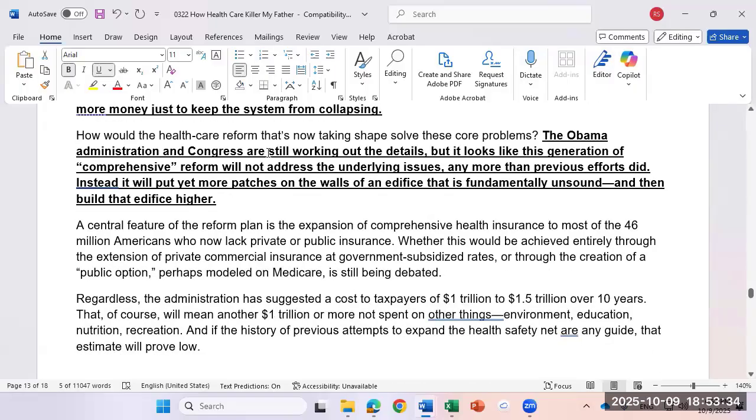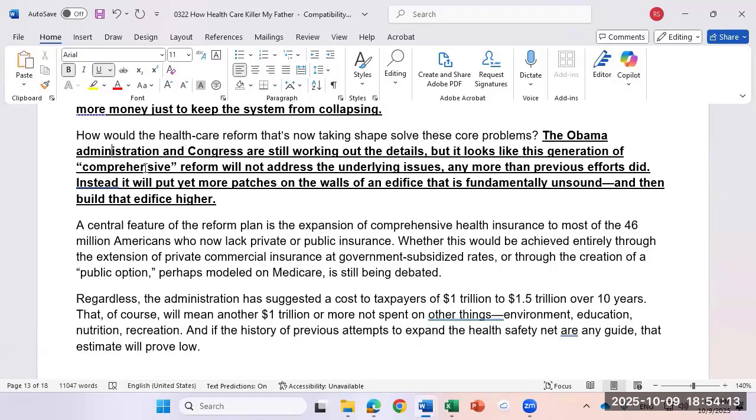The Obama administration and Congress are still working on details, but it looks like they're working on the demand side. Comprehensive reform. Why? Because everybody's saying we have all these uninsured Americans. So it's on the demand side. But again, I think President Obama absolutely understood the supply side problem, but also understood the supply side power. Said, I'm not going to go there any more than previous efforts. Instead, it will put even more patches on the walls of the edifice that is fundamentally unsound and then build the edifice higher. So you push more demand into a broken system, you're not going to fix the system.